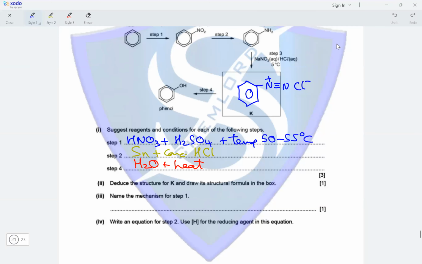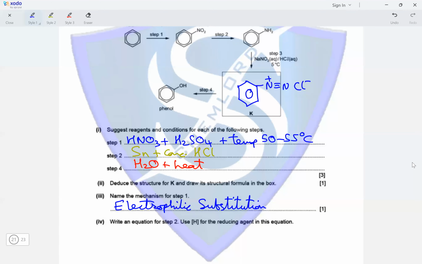Deduce the structure of K and draw its structural formula in the box. Already done. Name the mechanism for step 1. The mechanism is called electrophilic substitution, and write an equation for step 2. Use square brackets H for the reducing agent in this equation.